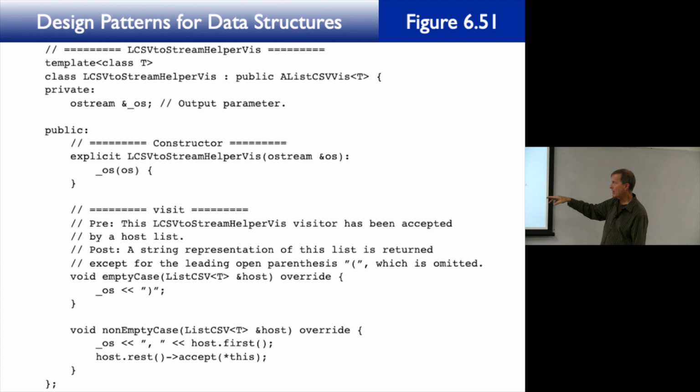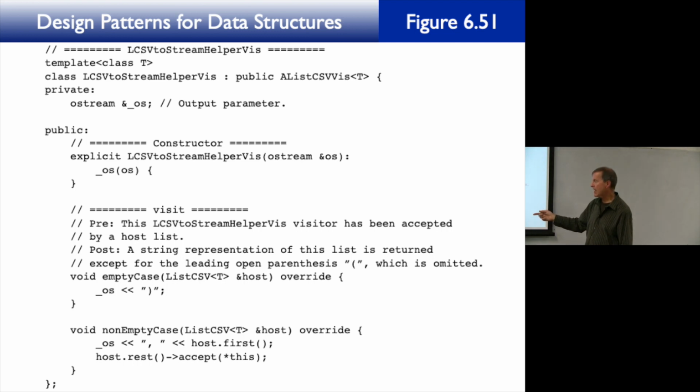And then for the empty case, what do we do? We just do OS stream what? The right paren, because we do these in pairs, right? We do the comma followed by the data, the comma followed by the data, the comma followed by the data, and then if it's empty, all we need is the right paren. And then for the non-empty case, we do what? Stream the comma, and then what? Host dot first, because what did we stream before? Underscore data, yeah. Here, so host dot first.